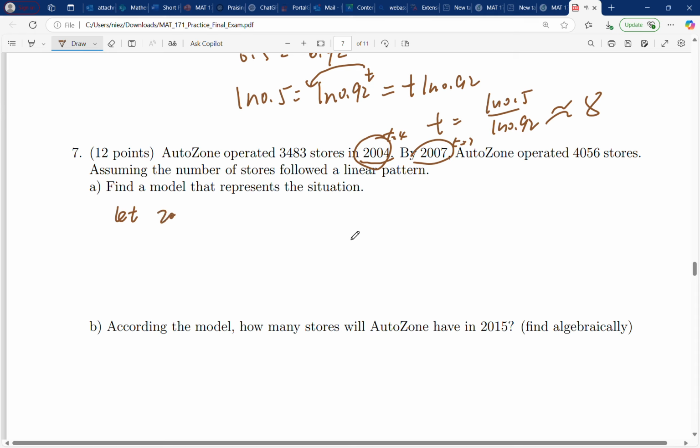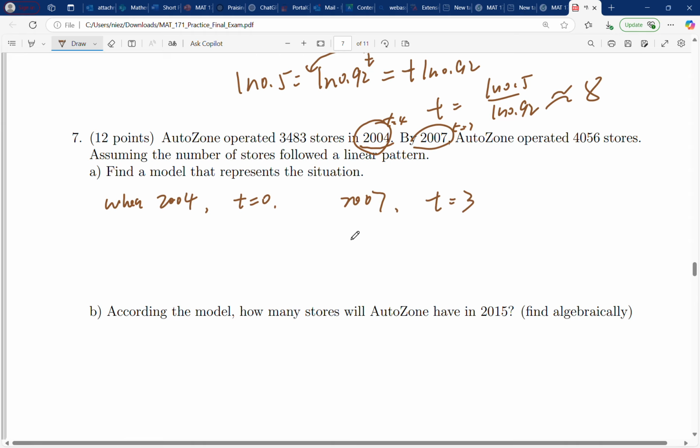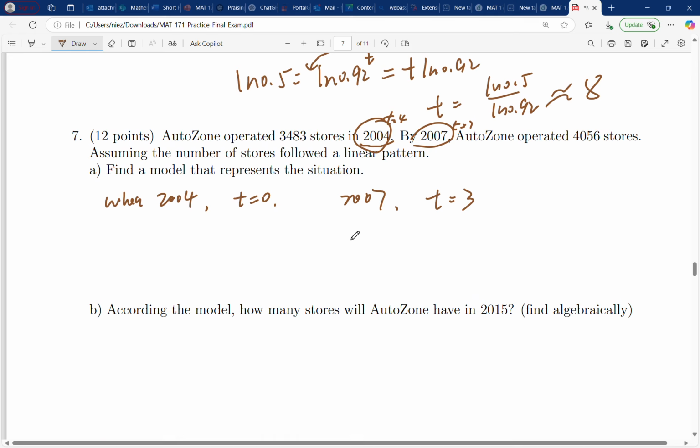I see most of you let this year correspond to, like, when it is 2004, you let t equal to 0, and 2007, you let t equal to 3, right? I think many of you do this. Now you get 2 points. So at 0, you're going to have 3483. And when it's 3, you're going to get 4056.